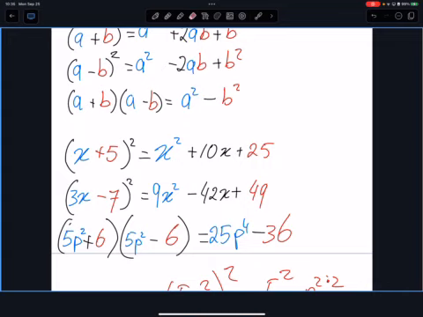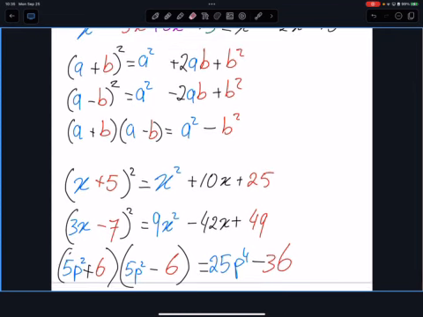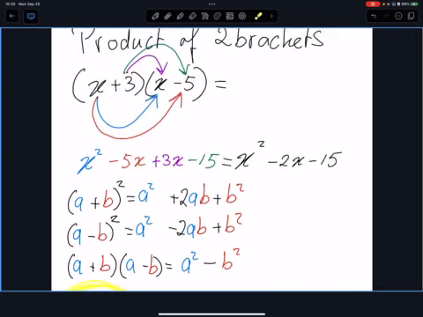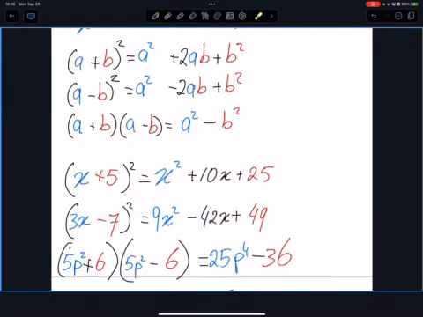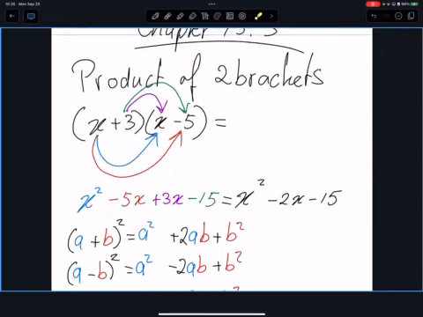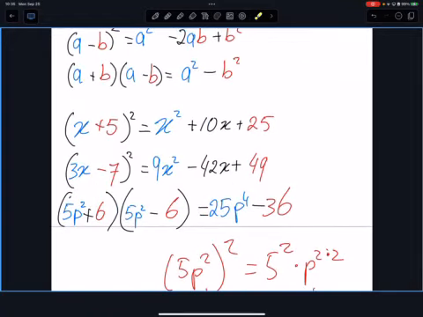Can you repeat? Because I'm kind of spotty on this. Special products mean these are the same. You see a difference? This and this. They're not the same. This means x plus 5 multiplied by x plus 5. These two are the same. These two are not the same. So special is when there's the square, so they have the same.